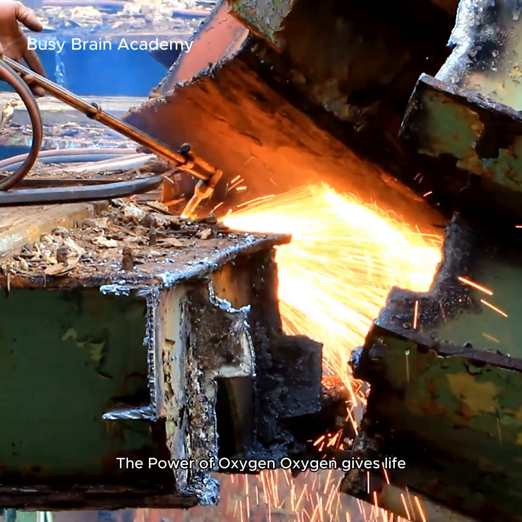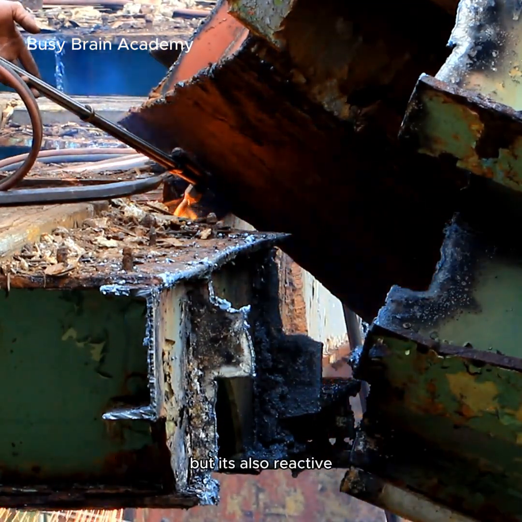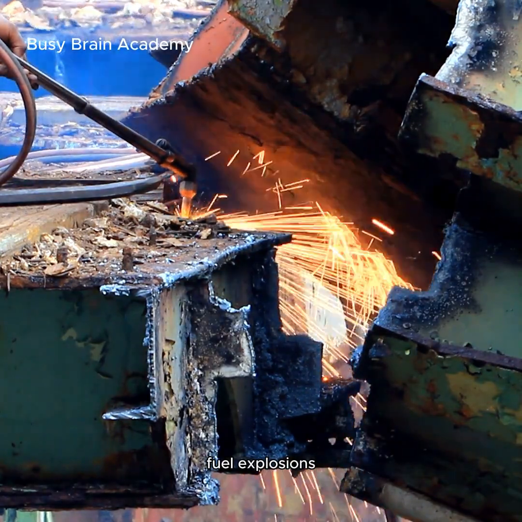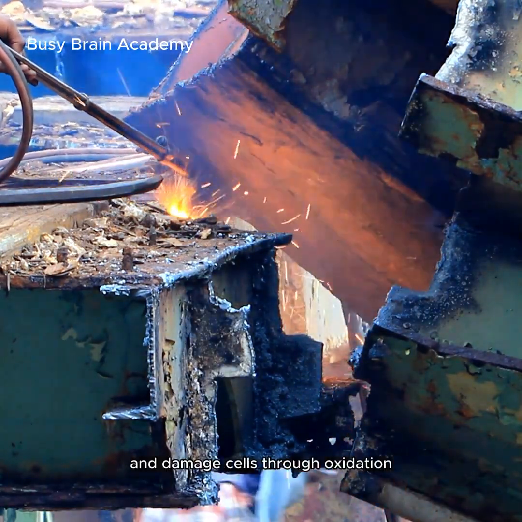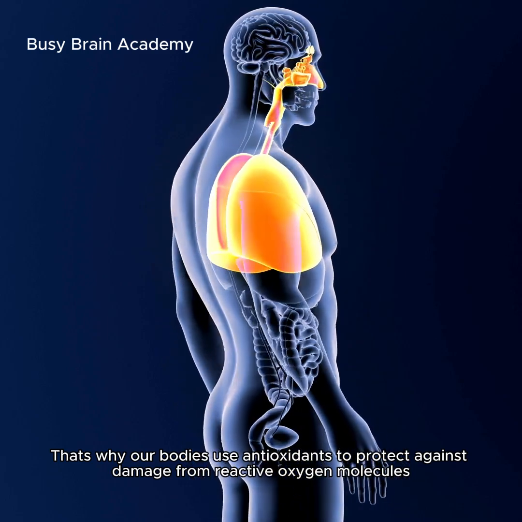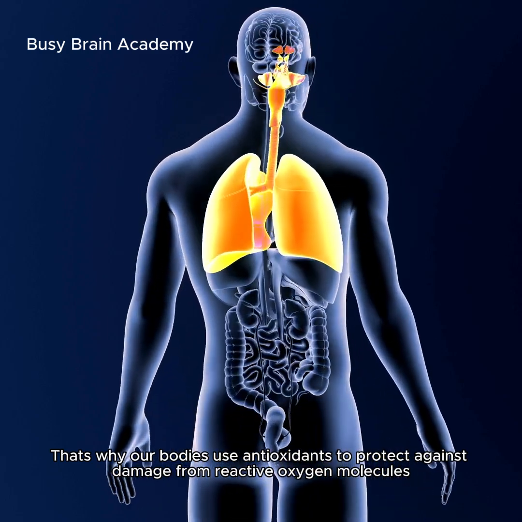The power of oxygen gives life. But it's also reactive. It can rust metal, fuel explosions, and damage cells through oxidation. That's why our bodies use antioxidants to protect against damage from reactive oxygen molecules.